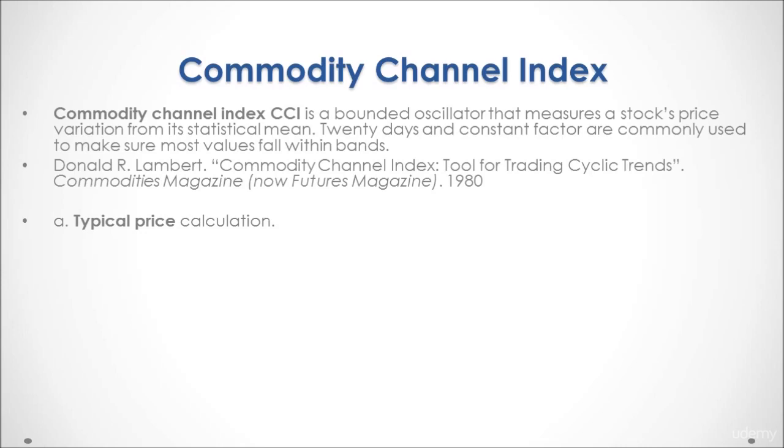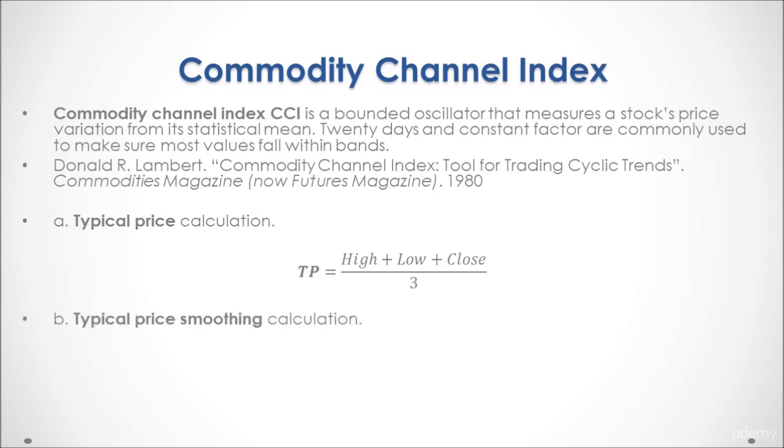Its calculation has the following steps. A. Typical price calculation. Typical price is equal to high plus low plus close prices divided by 3. B. Typical price smoothing calculation. For this, we have a 20-day simple moving average of typical price, which is equal to the sum of those 20 days of typical prices divided by 20.